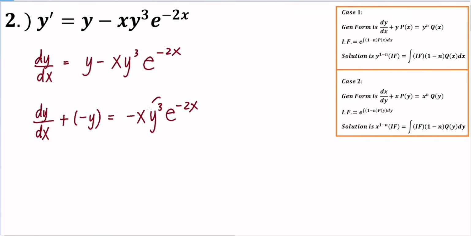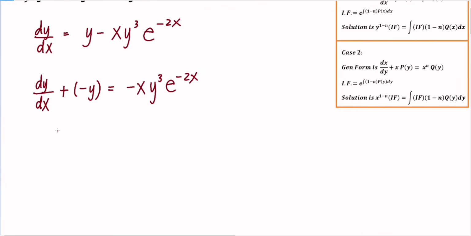Naiwan siya dito because of y cube. Kasi nga, ang dependent variable natin dito ay y. So, ang titignan yung mga exponent ay yung y. So, pag y raised to 1, dito siya sa tabi ng dy over dx. Pag y raised to 2 and above, y raised to 2, y cube, y raised to 4, lahat sila ay nasa right side. Ayan. Okay?